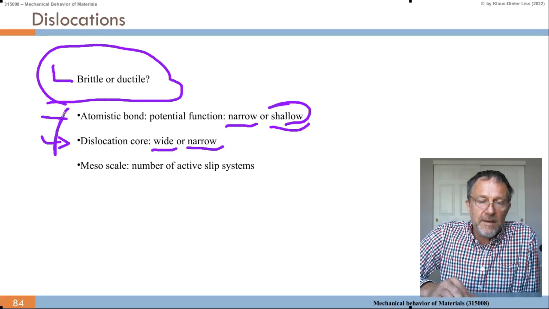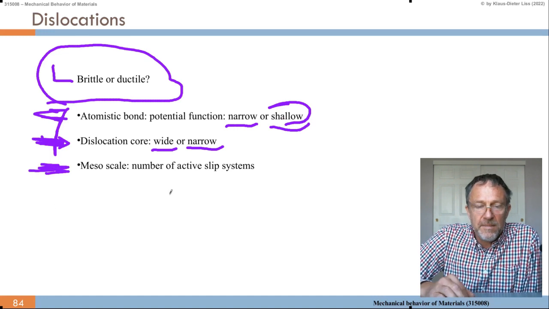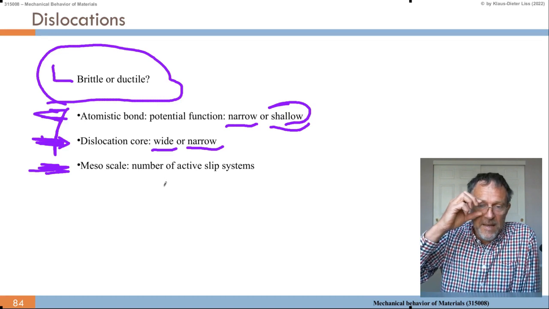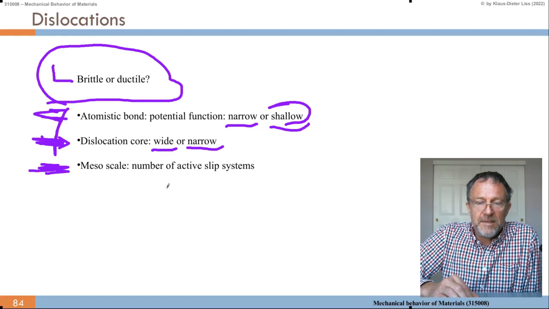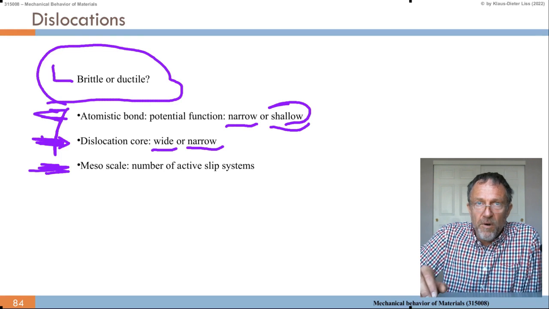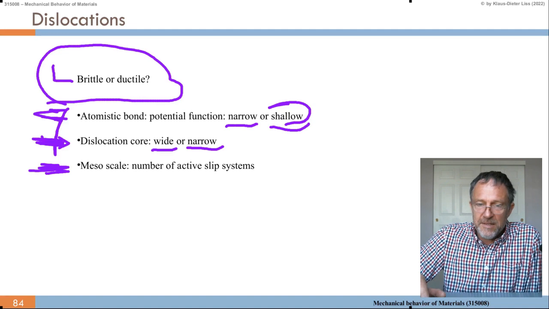So this is on the atomistic model, the dislocation line model, and then on the mesoscale, the number of active slip systems, which is also given by crystallography, but also by temperature. If the number is less than 5, then materials tend to be very brittle. And if you have a lot, 12 or 24 or even 48 systems, then the material is ductile.